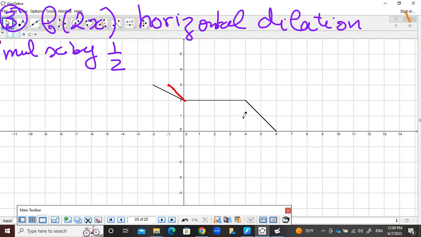Now all this part here. For x4, half of it, 4 over 2, 2. So this one is going to be here. So it should end here. So all this part is here. And I still have the last one here. X6, half of it, 3. So here. And then this part is going to be here. And then the red one represents f of 2x.